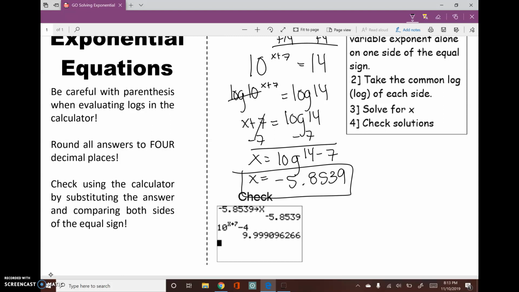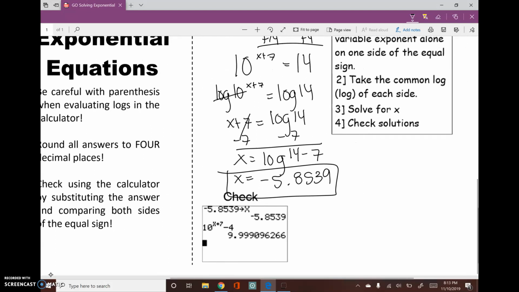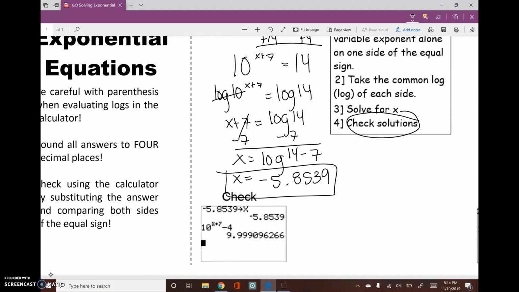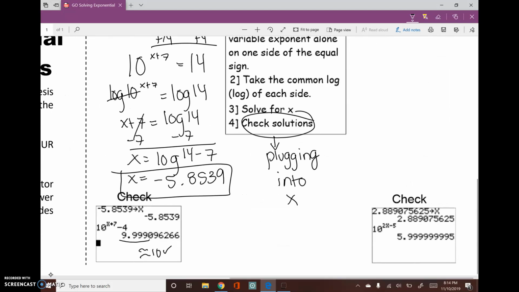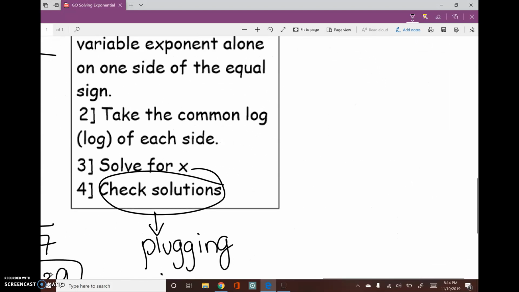You want to check your answer? We can check the solutions by plugging into x to see if it's true. And we did it here, and it gives you about 9.999, which is about 10. So that's true.